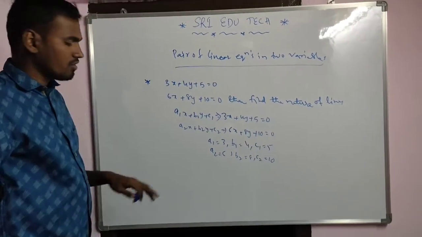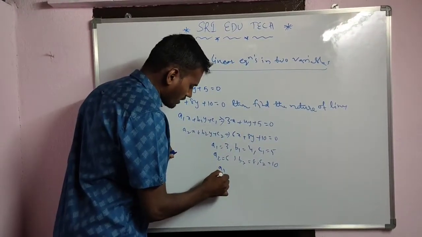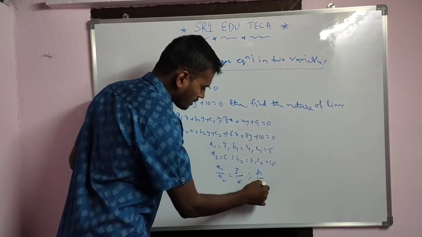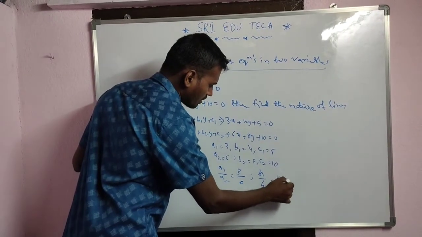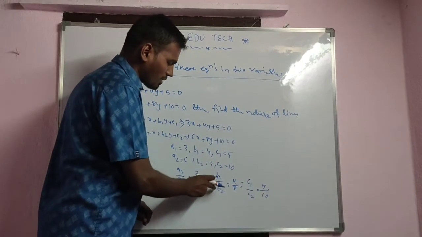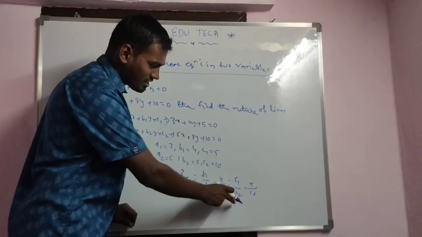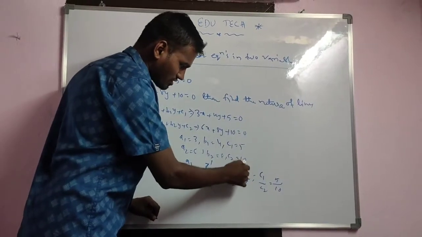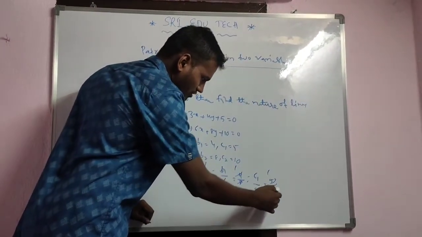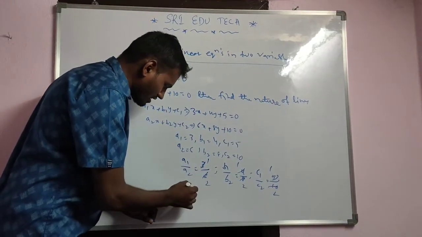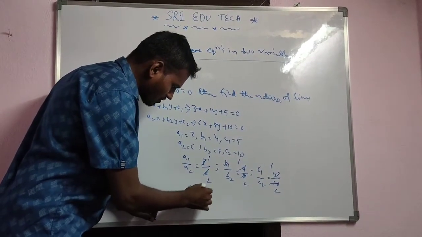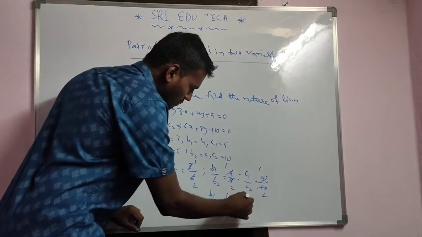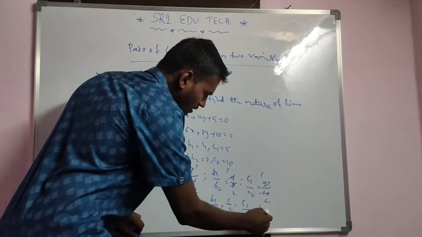Now we write a1 by a2 is equal to 3 by 6, b1 by b2 is equal to 4 by 8, c1 by c2 is equal to 5 by 10. We have to cancel it: 3 1s are 3, 3 2s are 6; 4 1s are 4, 4 2s are 8; 5 1s are 5, 5 2s are 10. So a1 by a2 is equal to 1 by 2, b1 by b2 is equal to 1 by 2, c1 by c2 is equal to 1 by 2.